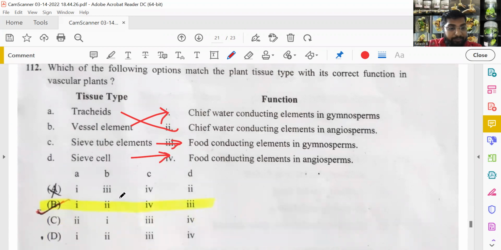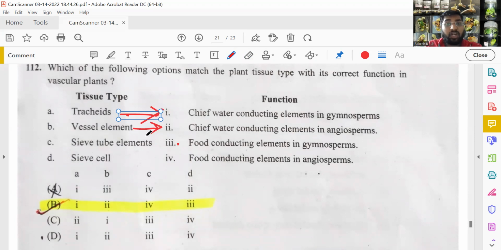I think, no, it is the other way. Tracheids are present in the gymnosperm. Vessel elements are present in the angiosperms.